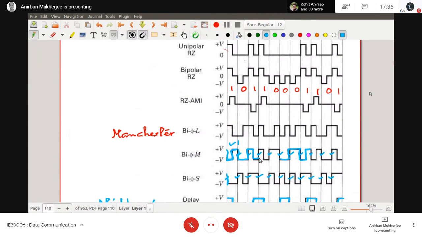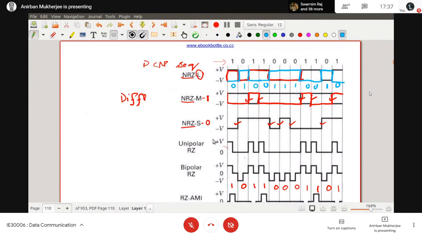Now check the same thing with differential coding. Say differential coding is NRZ-M. Let us clean it. In this case, what happened? My signal is inverted. Signal inverted means it will be like this.